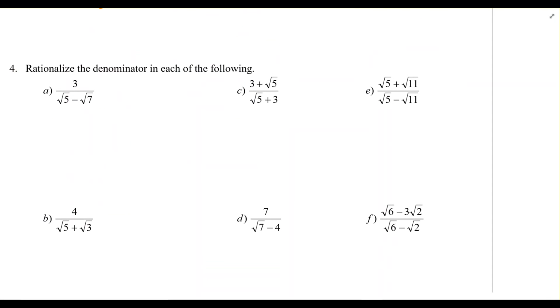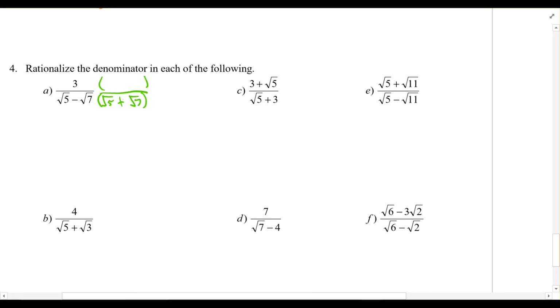Okay, so let's put this to practice here. Rationalize the denominator of each of the following. So we don't want square roots in the bottom. So what I'm going to do is multiply this by something on the top and bottom. What that something is going to be looks really similar to this, but the sign's going to be different. So instead of root 5 minus root 7, it's going to be root 5 plus root 7.